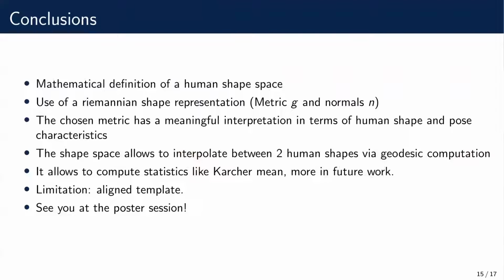To conclude, we propose a mathematical definition of a human shape space and use a Riemannian shape representation on this space. The chosen metric on this space has a meaningful interpretation in terms of human shape and pose characteristics, and the shape space allows us to interpolate between two human shapes via geodesic computation and to compute statistics using Karcher mean. The main limitation for now is the need of one-to-one correspondence between human shapes.